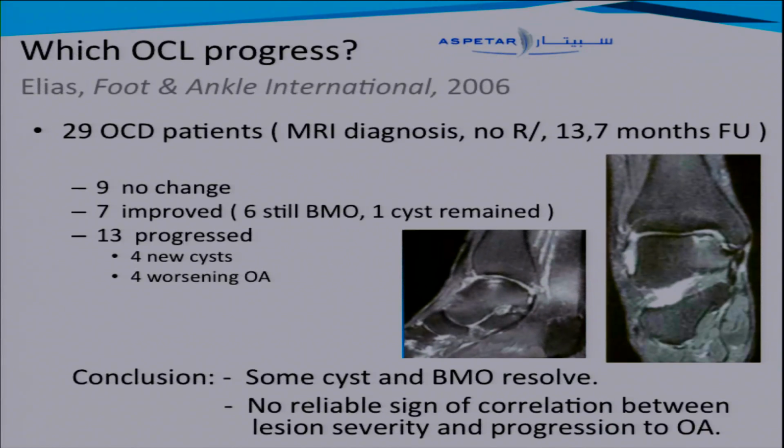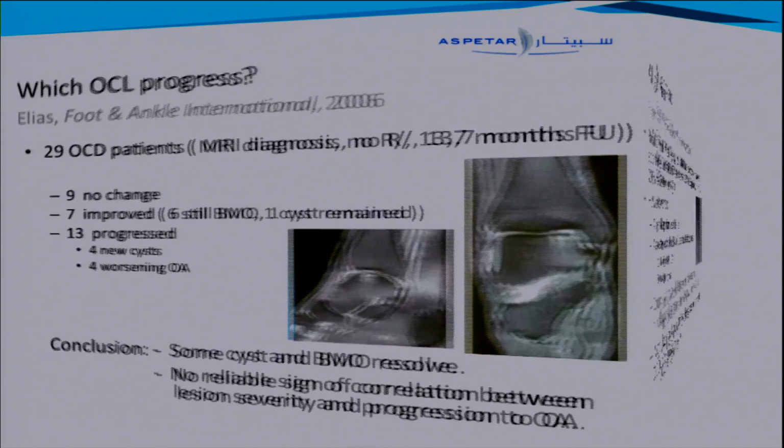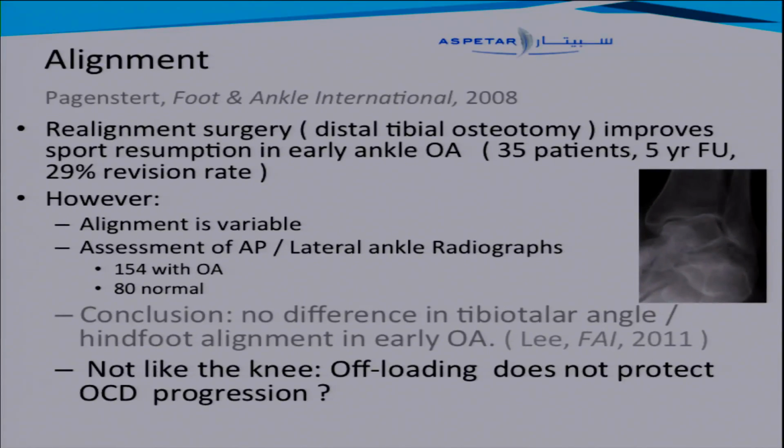But another study was a follow-up study with MRI of patients with OCD lesions that were not treated surgically. In 9 patients of the 29, there was no change in evolution after more than 1 year. In 7, it improved. In 13, it progressed towards degeneration. So in conclusion, we see that some cysts and some bone marrow edema on the MRI resolve. But there is no reliable correlation between the lesion severity and the progression towards osteoarthritis. Also, early osteoarthritic findings in the ankle cannot be extrapolated to specific findings in tibio-talar angles or hindfoot alignment.